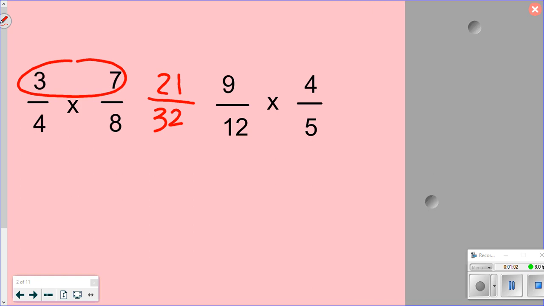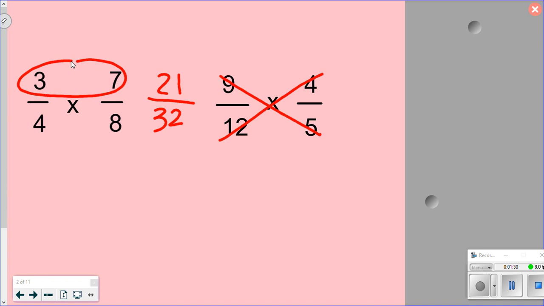If I look at 9/12 and 4/5, I know that 4 and 12 can be reduced right away. Now you can only reduce crossways like this. You cannot reduce this way. You could, if you wanted to, also reduce this fraction and then multiply. That's a way too, but for the most part, when we multiply fractions, we look crossways like this.